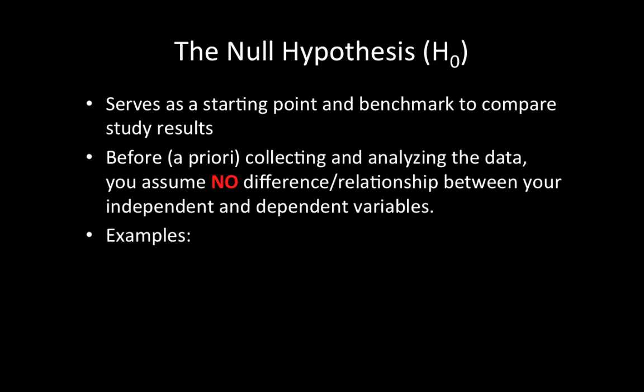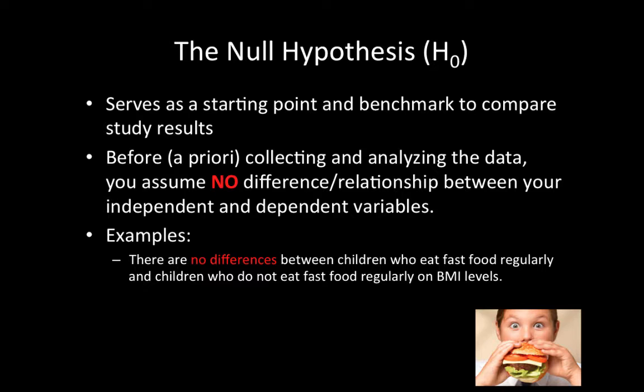So thinking about childhood obesity, a null hypothesis could simply be: there are no differences between children who eat fast food regularly and children who do not eat fast food regularly on BMI levels. In this case, our independent variable is whether or not children eat fast food regularly, so fast food consumption. And our dependent variable would be BMI levels, whether in the form of underweight, normal, overweight, or in terms of number. What is your BMI number?